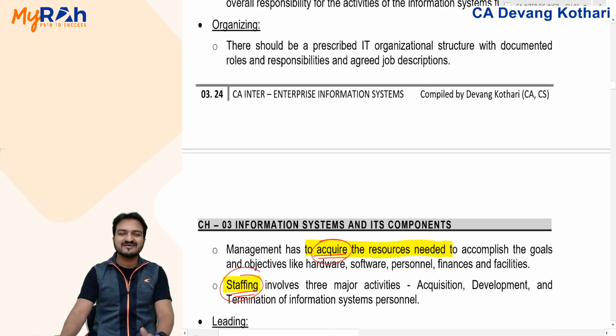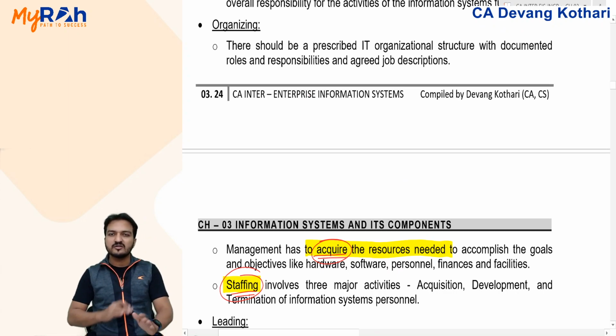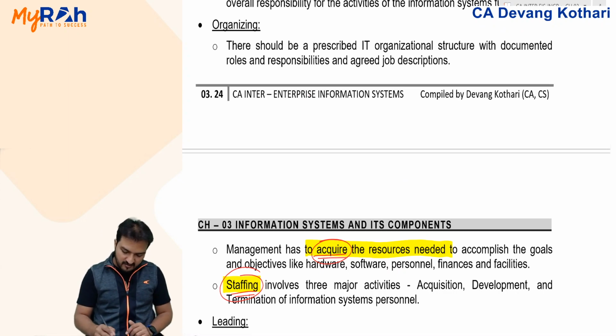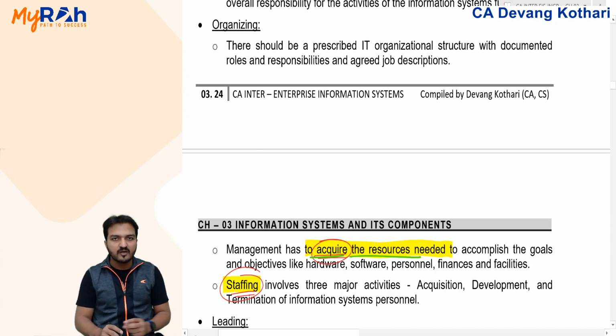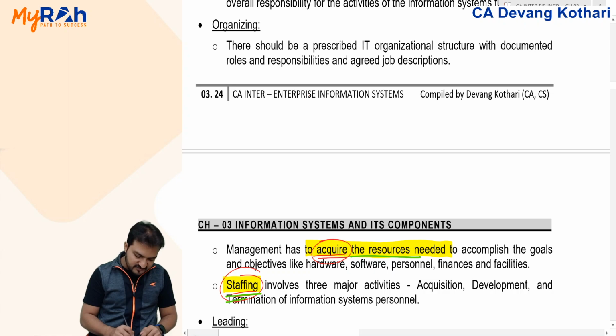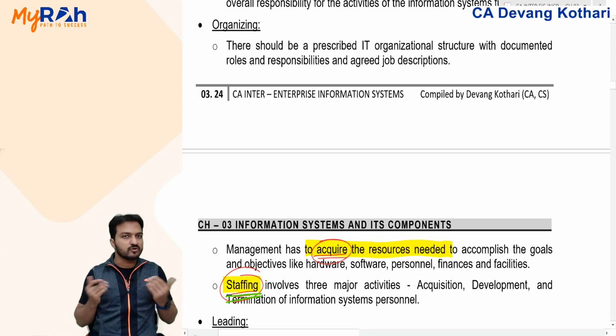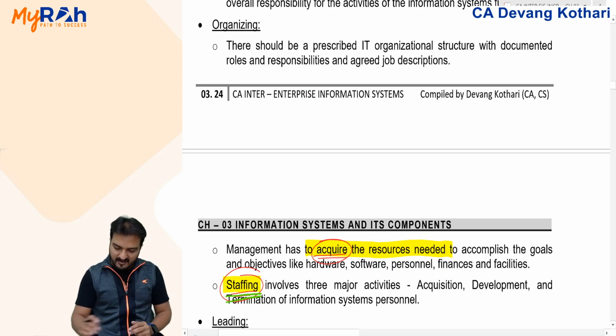Organizing basically means that they need to acquire all the resources that they had planned. They need to acquire the resources needed to accomplish the plan, and they need to also acquire the staff, recruit the employees that are needed to accomplish the plan.